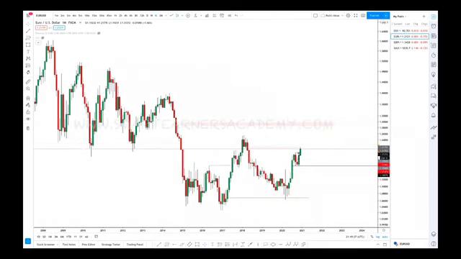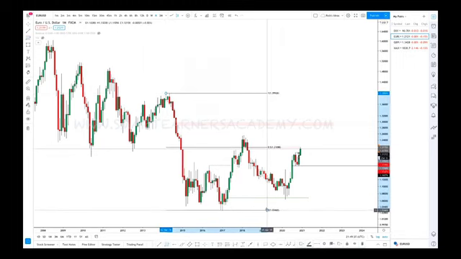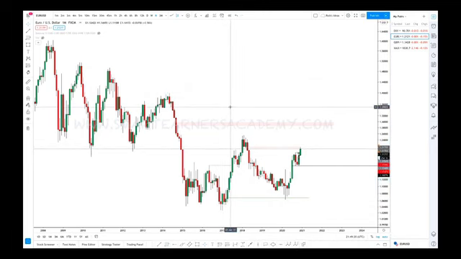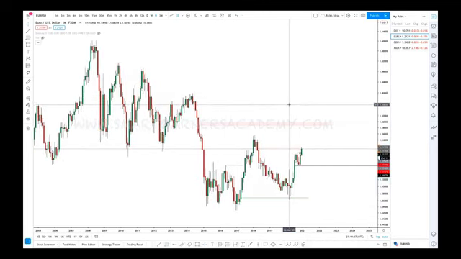But yeah, that's also going to make up a complex pullback because it's higher up above 61.8. So yes, that is a discount from your price.